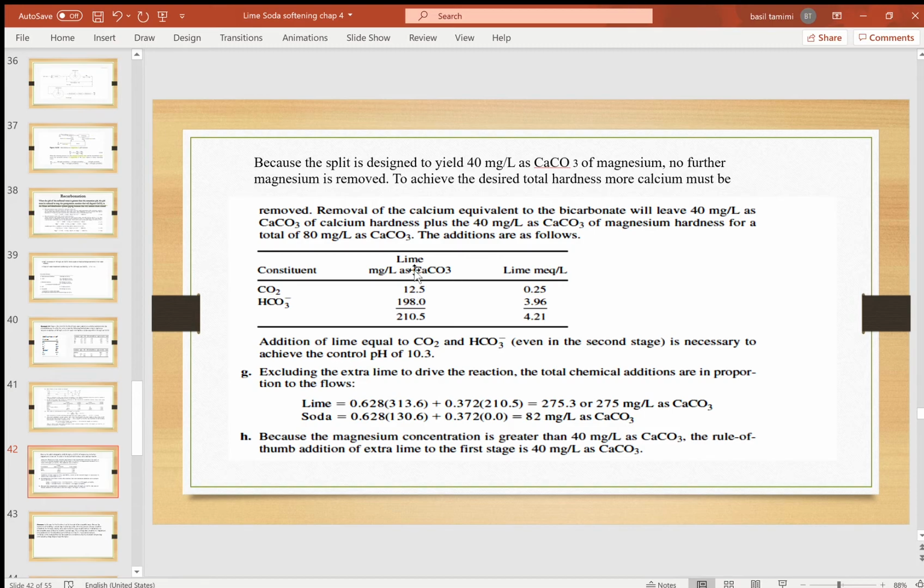Okay, so what you need as total lime is 210.5 of lime. Addition of lime equal to carbon dioxide and HCO3 even in the second stage is necessary to achieve the control of pH. As I said, we need the lime with carbon dioxide to raise the pH. We need the lime for bicarbonate to convert it into carbonate. Okay?